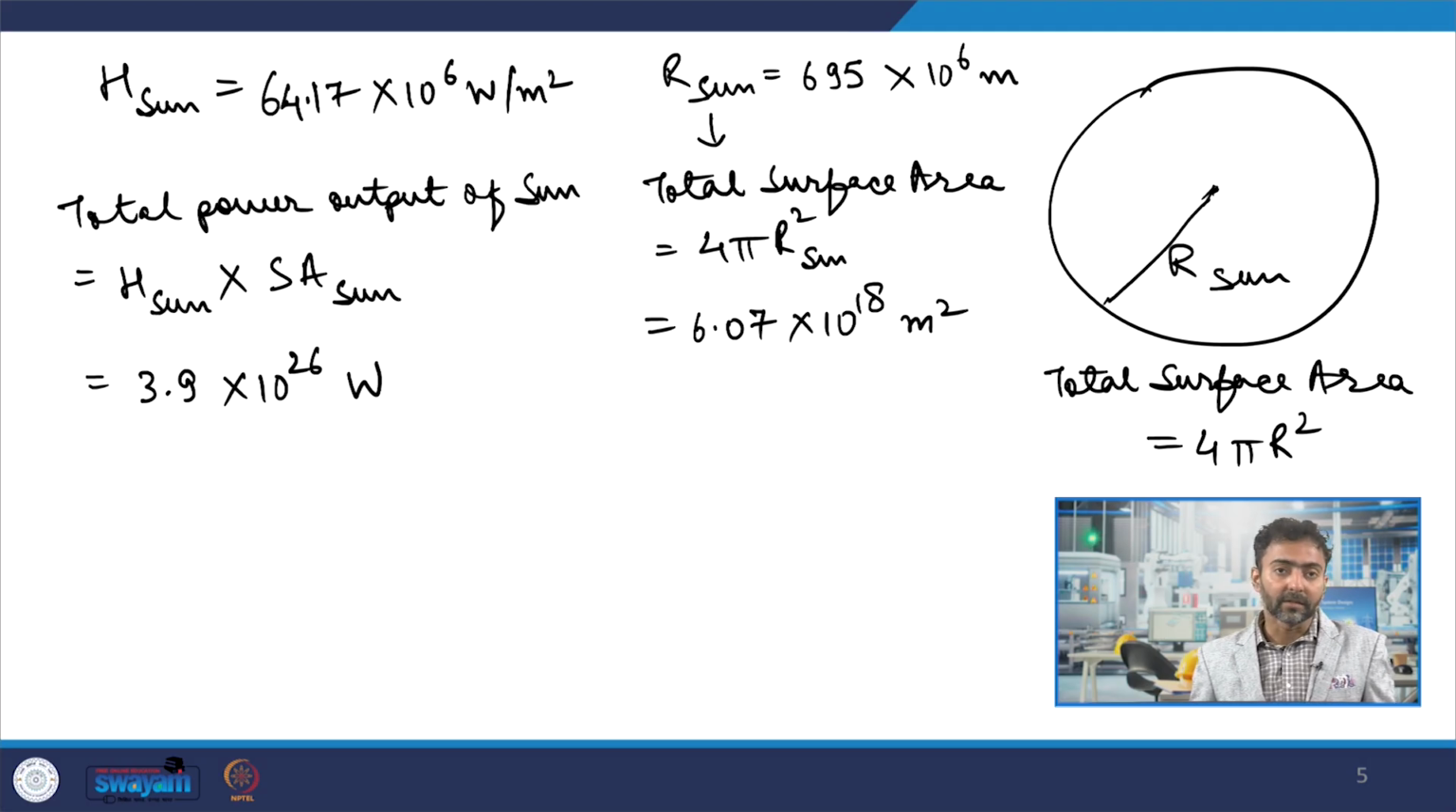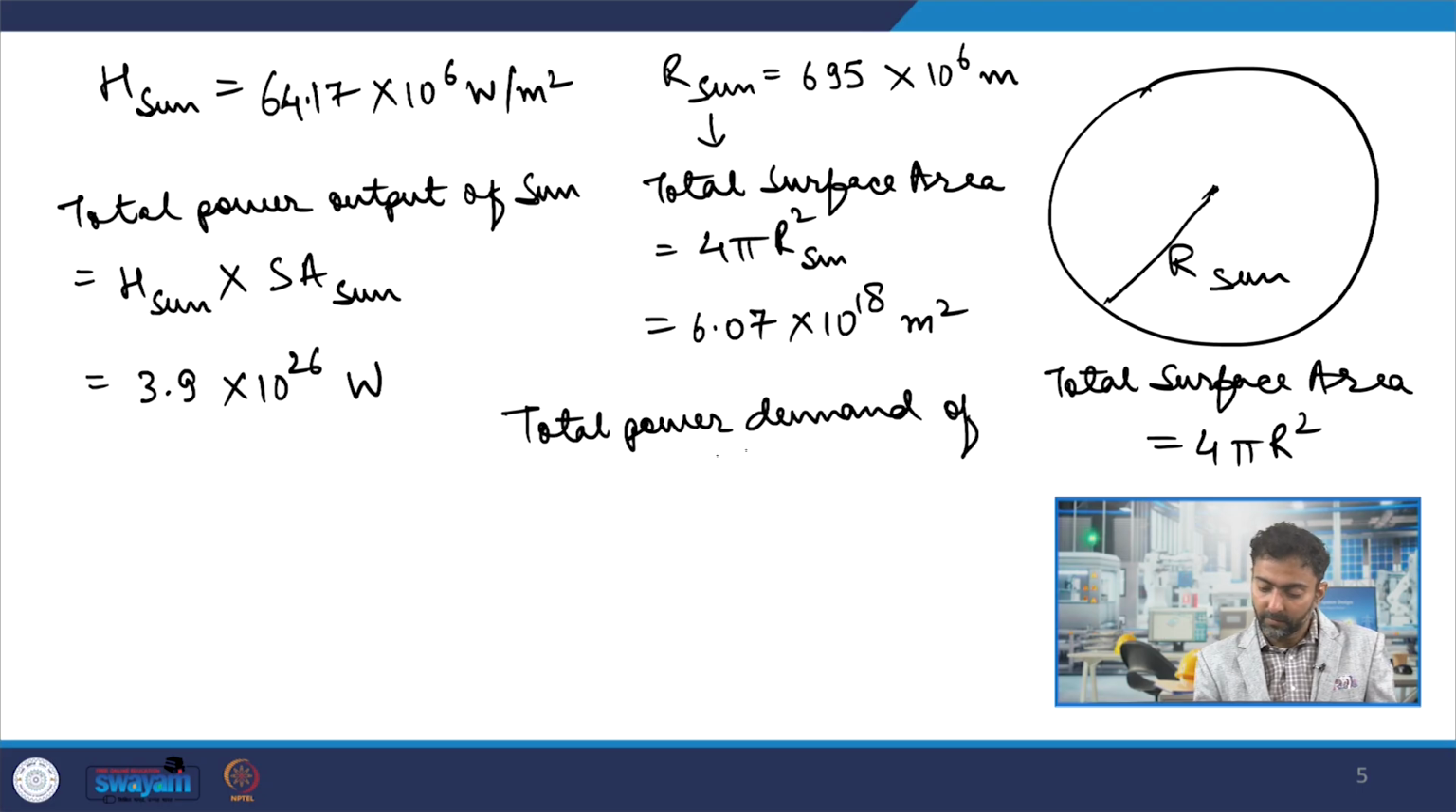And just to put it in context, what is the total power requirement of planet Earth, of all the human beings, for all the human activities on planet Earth? What is the total power requirement? Again, there are different estimates, but usually the consensus is that the total power demand of planet Earth is roughly of the order of around 16 terawatts.